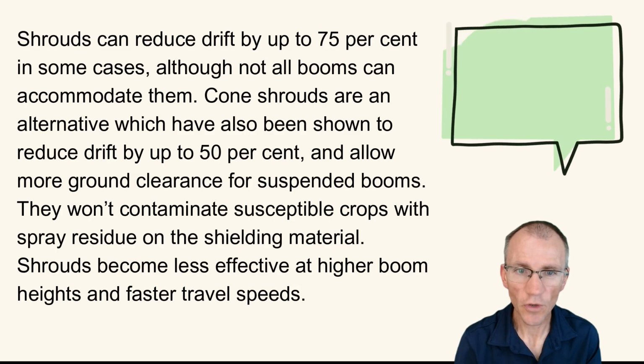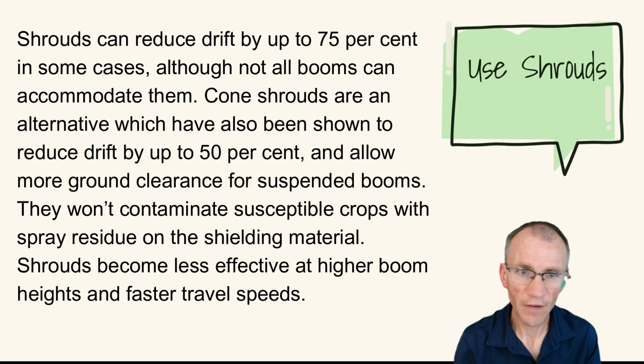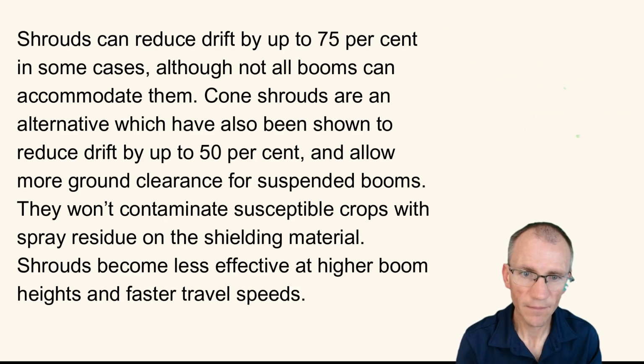Higher boom heights are usually required at higher travel speeds due to uneven terrain. Another way to minimize drift is to use shrouds. Shrouds can reduce drift by up to 75% in some cases, although not all booms can accommodate them. Cone shrouds are an alternative, which have also been shown to reduce drift by up to 50% and allow more ground clearance for suspended booms. They won't contaminate susceptible crops with spray residue on the shielding material. Shrouds become less effective at higher boom heights and faster travel speeds.